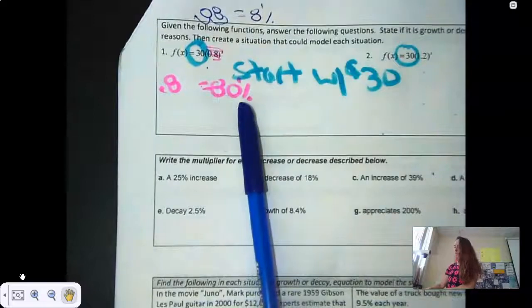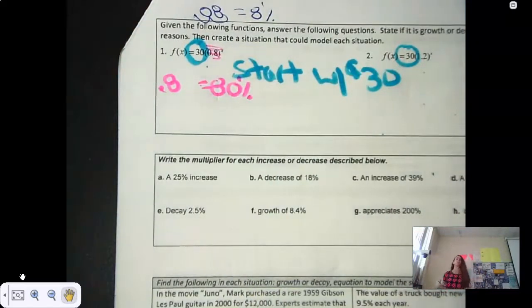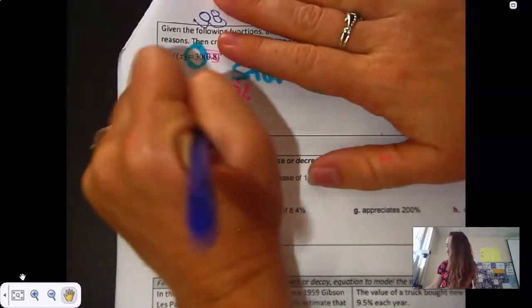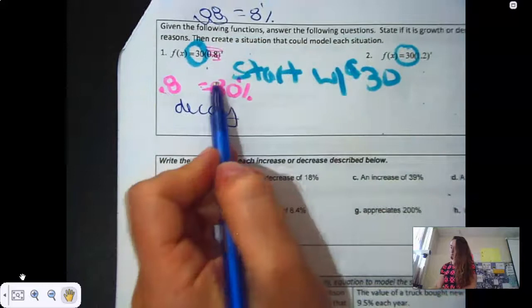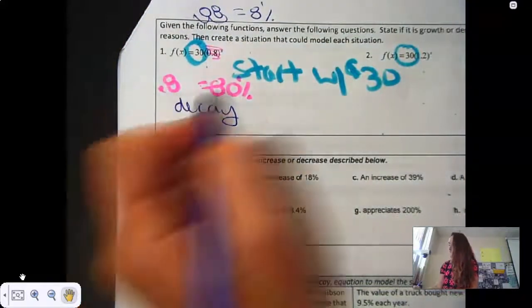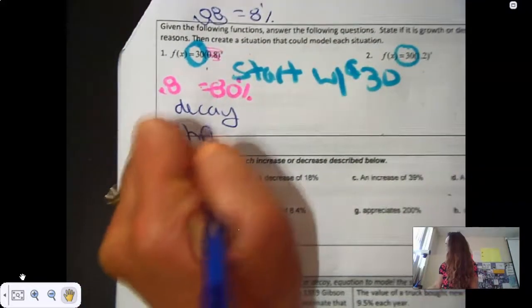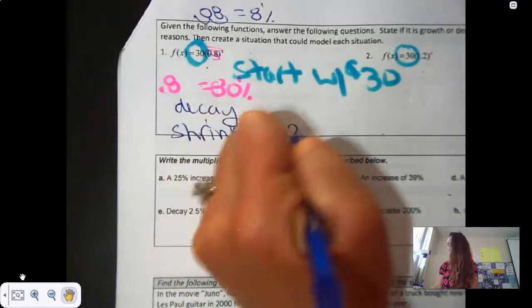So that means that here's 100% of me. But now I'm not going to be 100% of me. I'm only going to be 80%. So am I getting more or less? I'm less. That represents decay. Okay? So now I say that I could shrink by 20%.